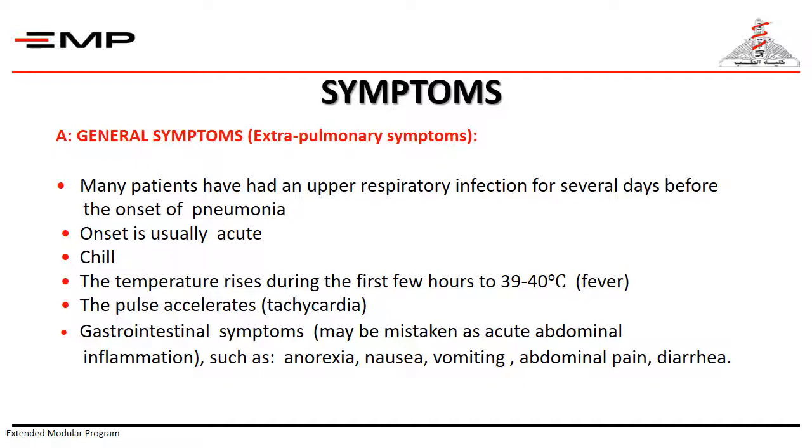There may be chills. The temperature rises during the first few hours to 39 to 40 degrees, or there is fever. The pulse accelerates, or this is tachycardia. But it's very important that the patient may present with gastrointestinal symptoms, so it may be mistaken as acute abdominal inflammation, like anorexia, nausea, vomiting, abdominal pain, and diarrhea. These gastrointestinal symptoms are mainly found in children, and in patients who are not capable of expectoration of sputum, so it will be swallowed, and the patient may present with gastrointestinal symptoms.